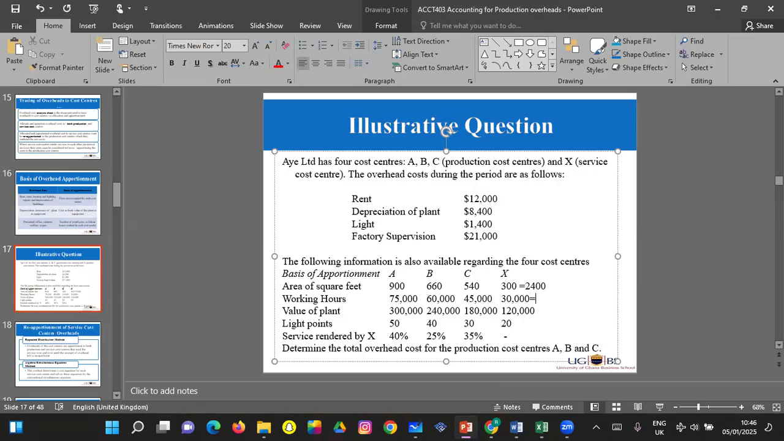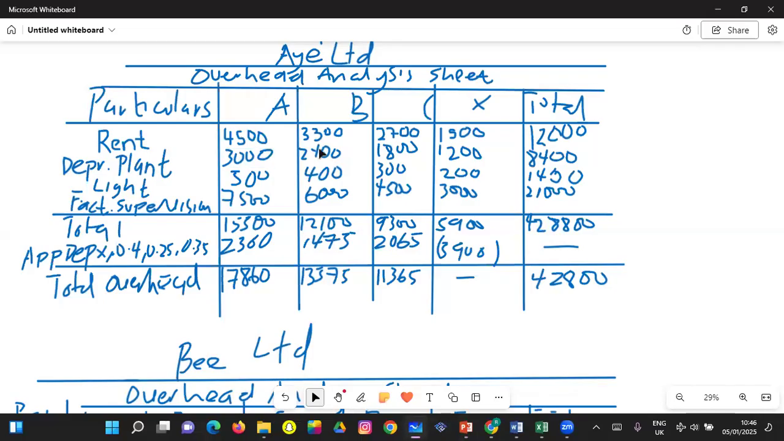For depreciation of plants, the base of apportionment is the value of plants. When you add all the values of plants here, you get 840,000. So we take 300,000 over 840,000, multiplying the depreciation of plants, and then you get department A. Do the same thing to get department B, department C, and department X. You are going to arrive at the same total when you add all these.